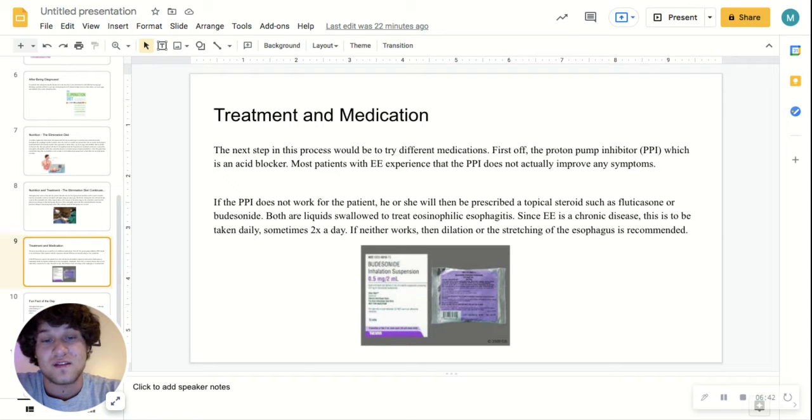And if neither works, then dilation or stretching of the esophagus is recommended. And this would pretty much be every time it just gets hard to eat foods. Then you would have to get your esophagus stretched out, so it's easier to swallow foods.